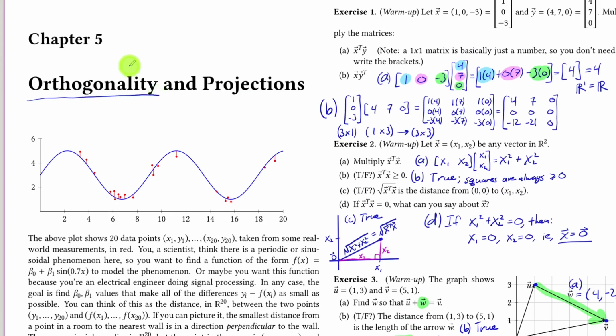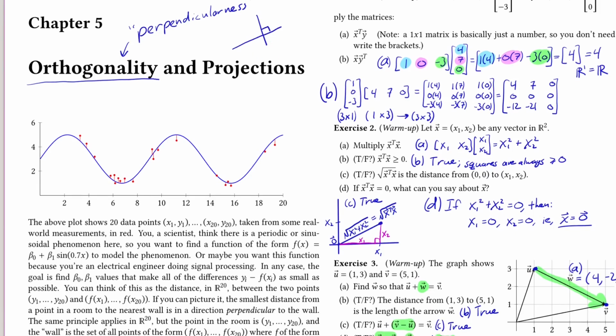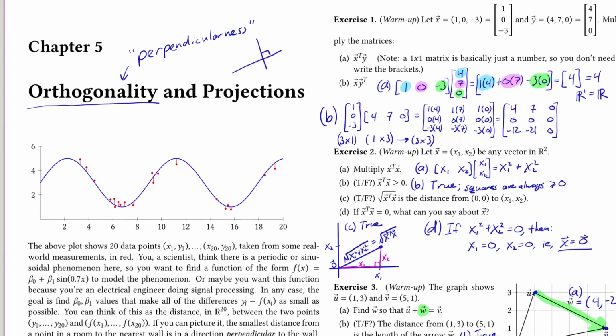Orthogonality is another fancy word for basically perpendicularness. Orthogonal basically means perpendicular, like just things that meet at right angles. And one application of that is that if you have a point and you want to know what is the closest other point on this line, you don't want to go at like a 45-degree angle to get to the closest point on the line. You want to go at a 90-degree angle.